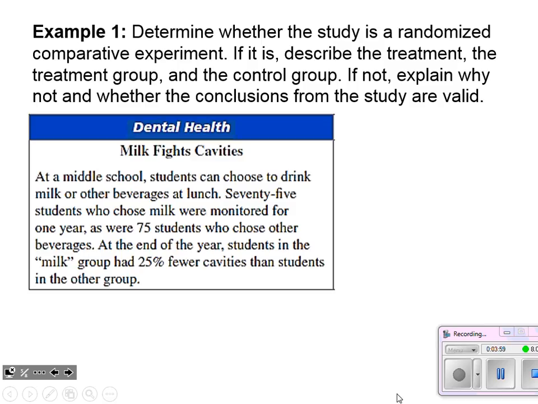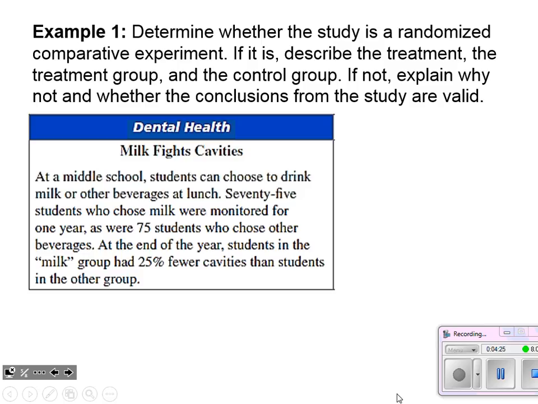Okay, so we're going to be looking at some different experiments and just trying to pick those apart. So our first example, determine whether the study is a randomized comparative experiment. If it is, describe the treatment group, and the control group. If not, explain why not, and whether the conclusions from the study are valid. So again, we want that comparative experiment to happen. That's what would show us that causality that we're looking for.